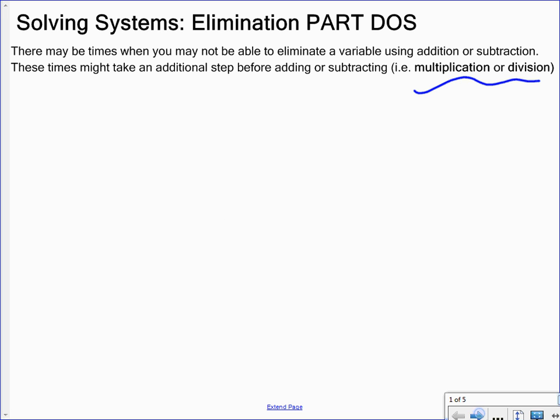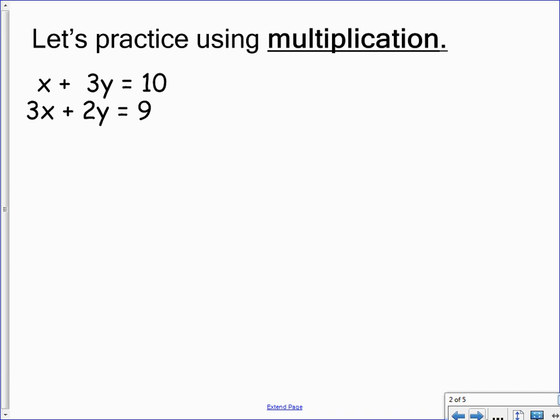Okay? So let's look at a couple of examples. Here's our first one. We have x plus 3y equals 10, and we have 3x plus 2y equals 9. Now, can I multiply one of these equations by a number to get one of the coefficients the same? Sometimes I may have to multiply both, but let's just look and see if I have one. Well, since I have 1x here, it's going to be very easy to change that one.